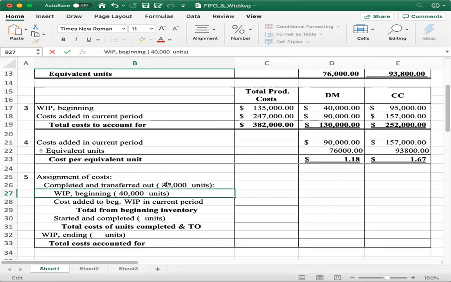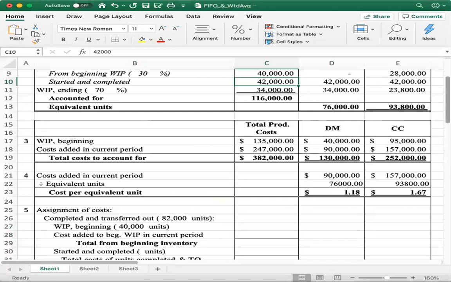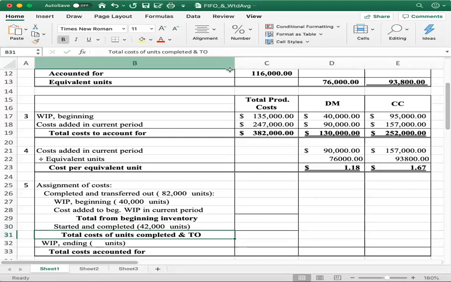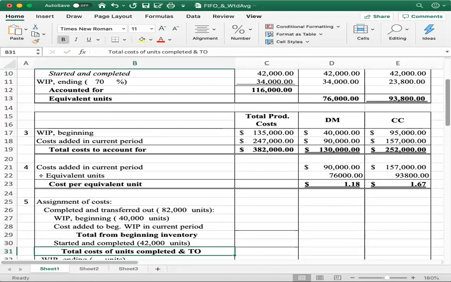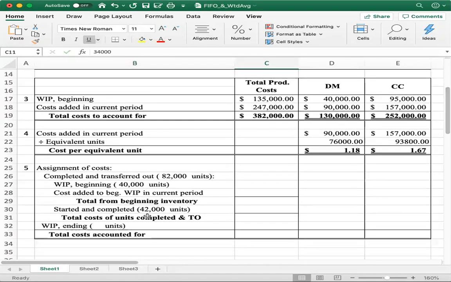So the remaining would be the started and completed, 82,000 minus 40,000, which can also be seen in your part 2, how many units you started and completed. Here it says 42,000. So we can fill out this information here. Started and completed units are 42,000. And then the ending work in process, again, you can see here 34,000 units are in your ending work in process.